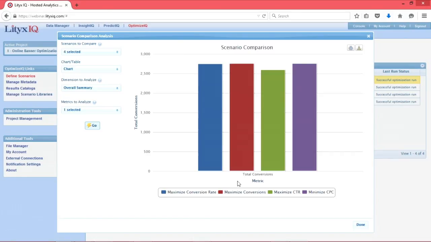But it's always interesting when you start comparing the differences here, because it's not usually the case that these scenarios will give the exact same plan. There's always trade-offs that are being made. So maximizing conversions may give us a trade-off, and we can see that here with respect to click-through rate. If I want to maximize click-through rate, I can only expect to get 2,591 conversions. I'll maximize click-through rate, but I'm trading off a little bit in terms of conversions.